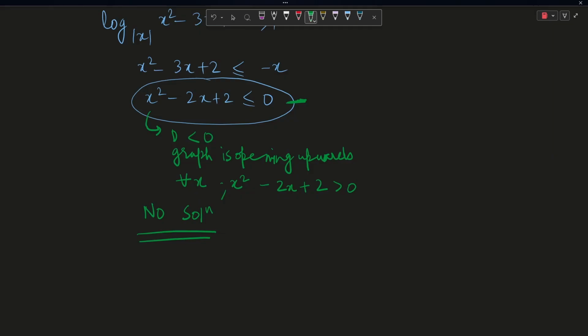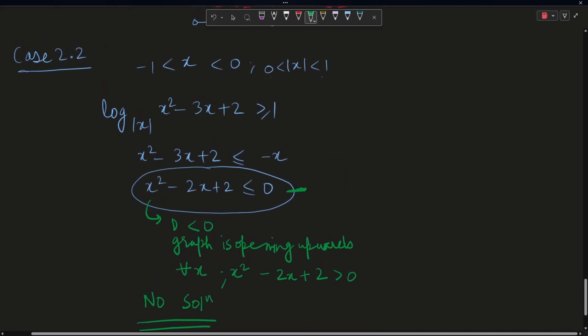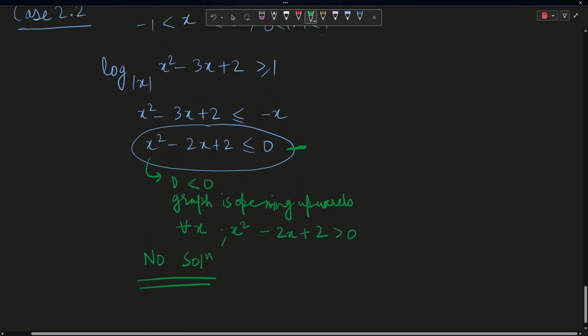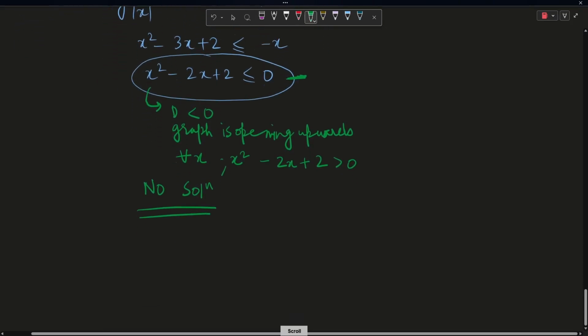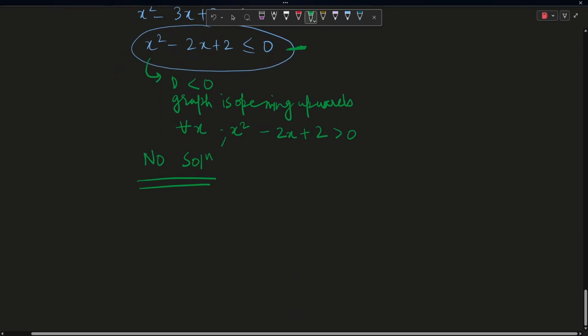If you observe, the discriminant is negative, as we have seen in the earlier case. In the previous case, it was greater than or equal to 0, so all real numbers was the answer for x. But in this case, there is no solution of x that we can arrive at. So on taking the intersection with (-1, 0), we will get nothing. So there will be no solution for case 2.2.